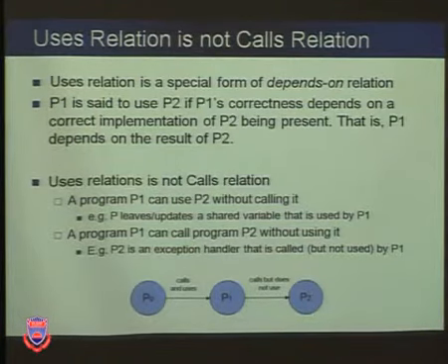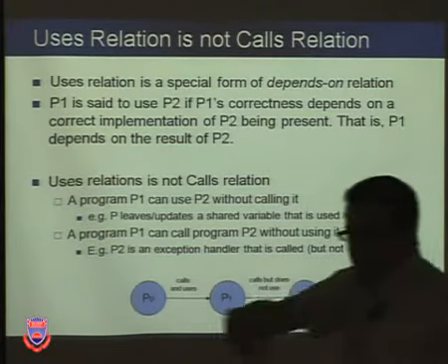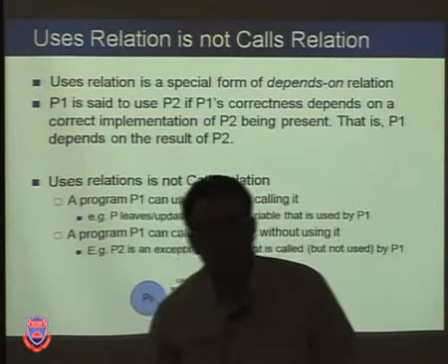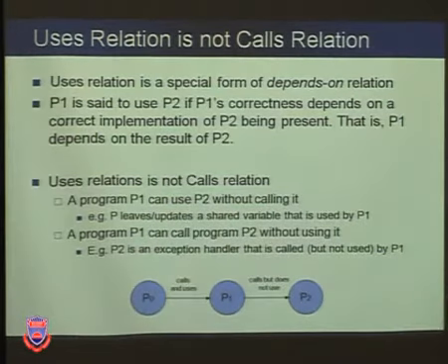How can this happen? For example, P2 updates a shared variable that is used by P1. P1 doesn't call P2 directly, but somehow P2 accesses some shared variable which is accessed later on by P1.